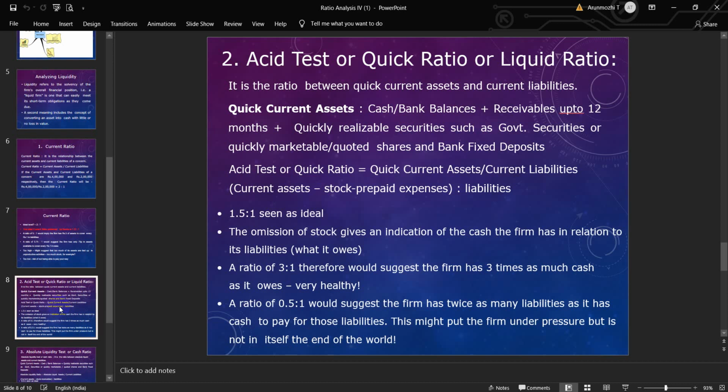The ideal ratio is 1.5:1, seen as ideal. Omission of stock gives an indication of the cash the firm has in relation to its liabilities. The ratio of 3:1 therefore would suggest the firm has 3 times as much cash as it owes, so it depicts it is very healthy. A ratio of 0.5:1 would suggest the firm has twice as many liabilities as it has cash to pay for those liabilities. This might put the firm under pressure, but is not in itself the end of the world.